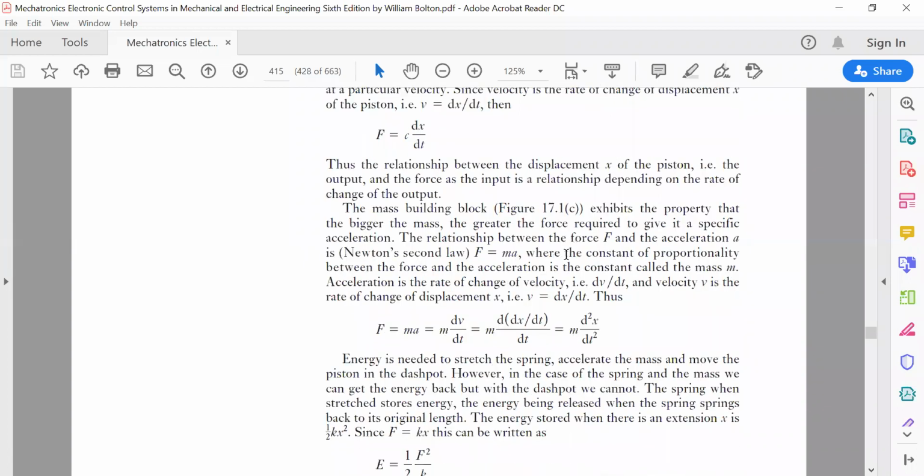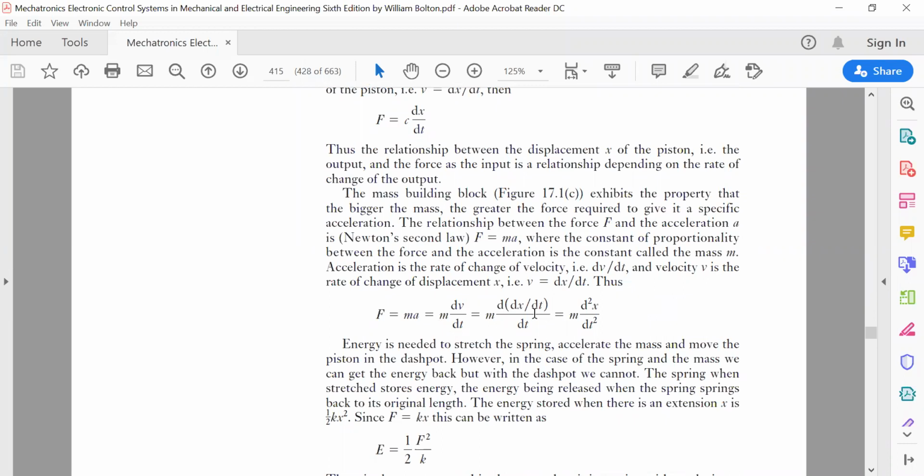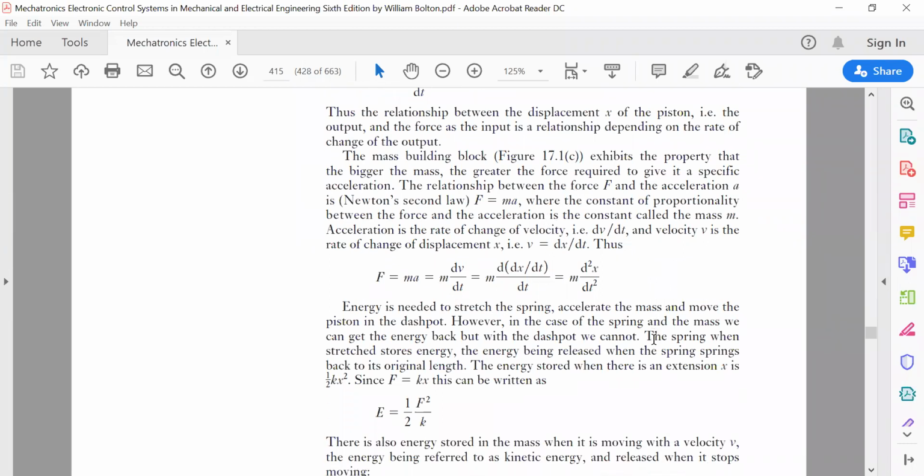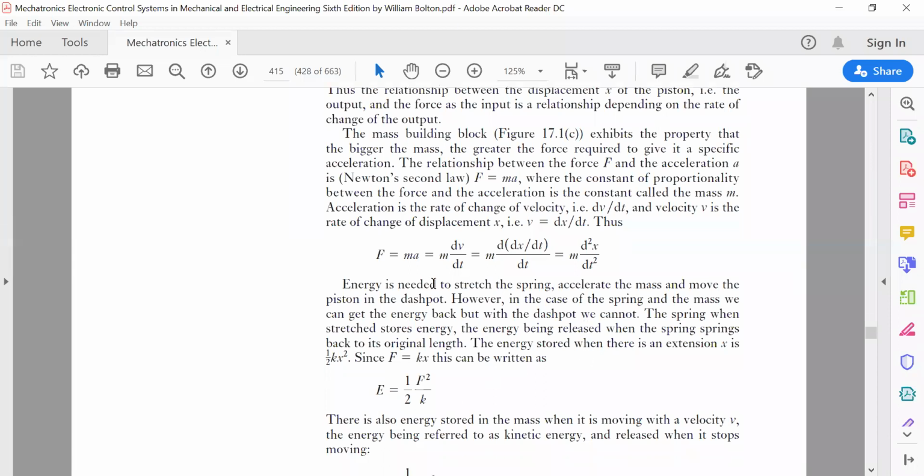Now we come to the mass, which is the third element in a mechanical system. Here Newton's second law holds, so force is equal to mass times acceleration. Acceleration is the rate of change of velocity, which is the first derivative of velocity or the second derivative of displacement.